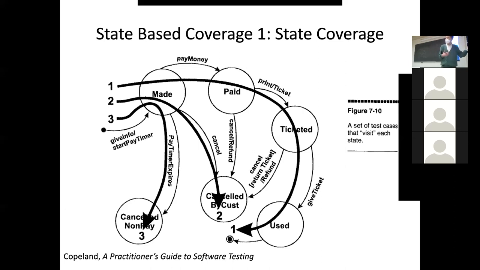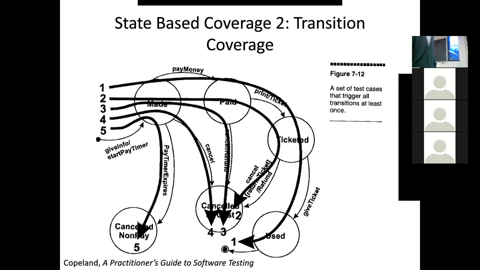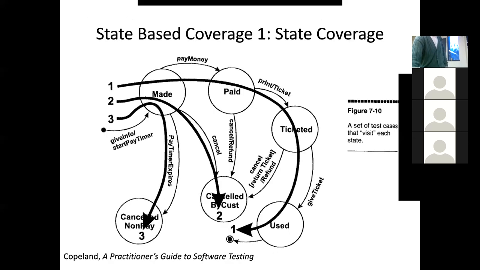can give us this ability to reason about what we have covered and what we have not covered, right? Simple idea. And you can cover it to different levels. This is called state coverage. You've gone to each of these states. The state is, I have made my reservation, but I haven't yet paid. Or I paid for my reservation, but it's not yet ticketed. Or it's been canceled by the customer or canceled because they didn't pay. Those are different states. And we reach each state.